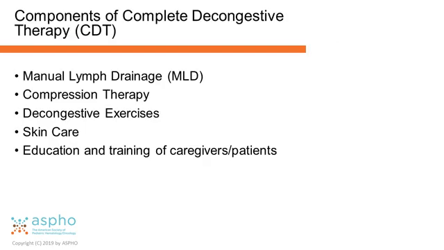So the components of a complete decongestive therapy program are manual lymph drainage, compression therapy, decongestive exercise, skin care, and education and training of the caregiver and patients, and I'm going to talk about each of these.